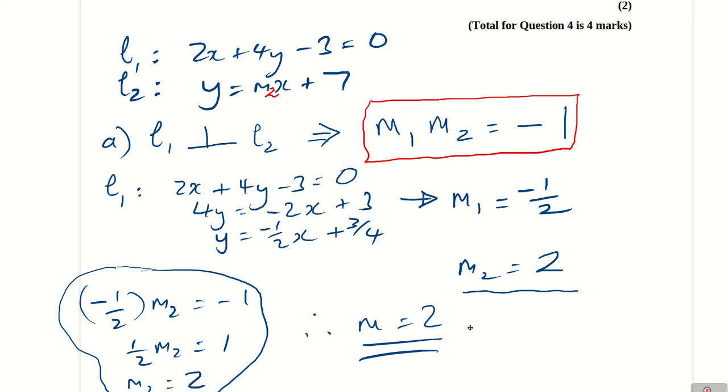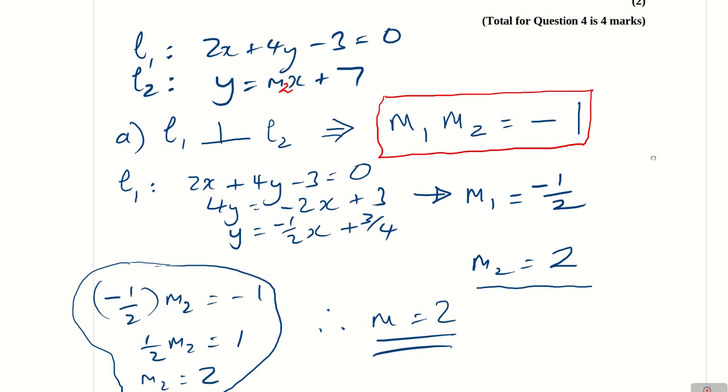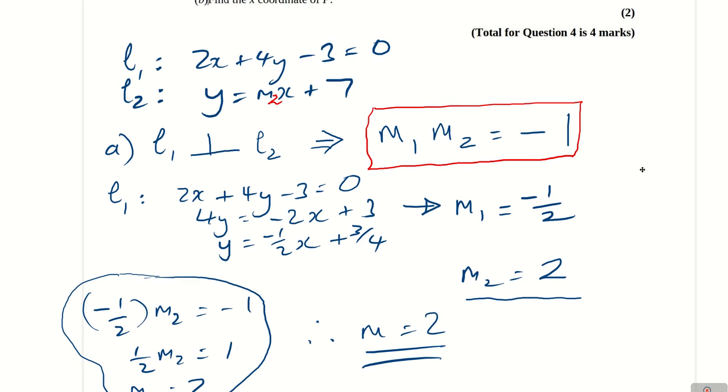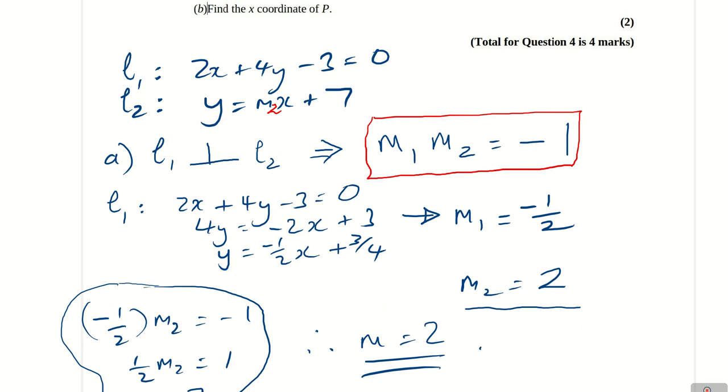Okay, so we've done part A. We found that the gradient of the second line is equal to 2. We found the value of m, and we know the equation. The equation of line L2 is y equals 2x plus 7.